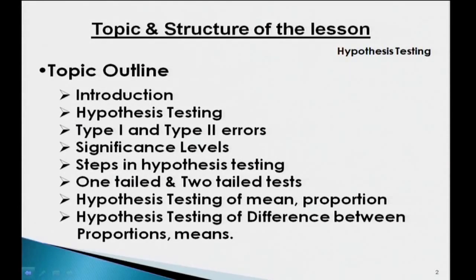What we are going to cover under this session is an introduction to hypothesis testing. Then when we accept or reject an assumption, there are quite likely chances of creating certain errors. Those errors can be defined as type 1 and type 2 errors. We shall study significance levels, steps in hypothesis testing, one-tailed and two-tailed tests, and hypothesis testing of mean and proportion. So we shall be taking this today.